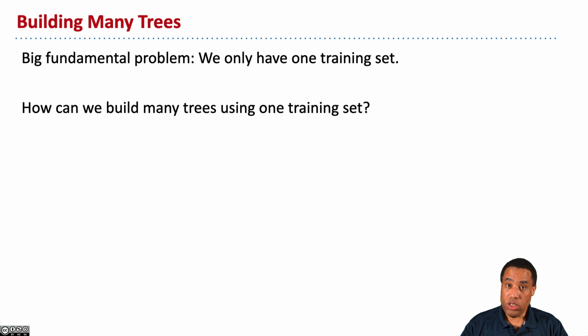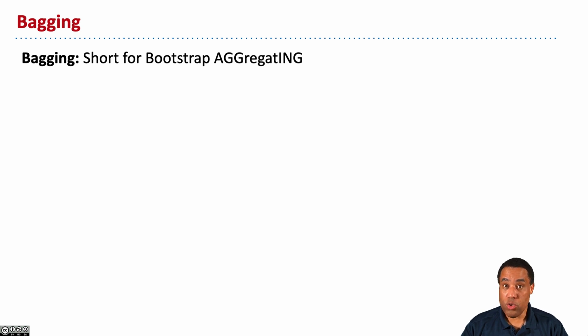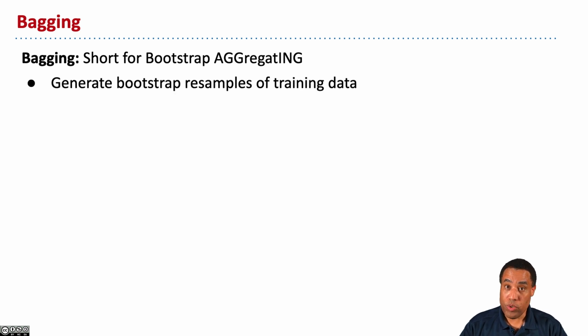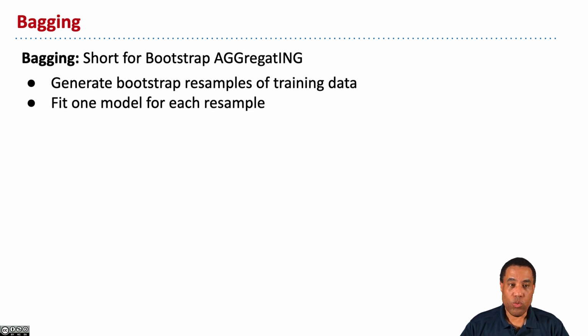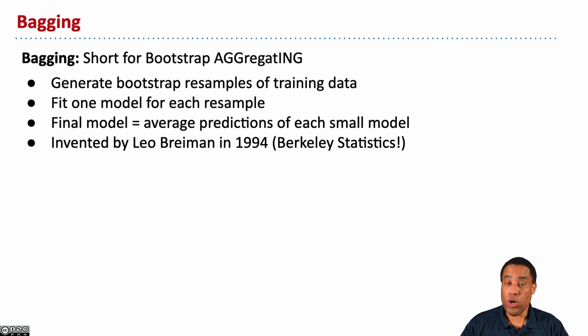The third approach is called bootstrapping. And we're going to use bootstrapping, or it relies on bootstrapping, and it's called bagging. So bagging is short for bootstrap aggregating. And here's the idea. We're going to generate bootstrap resamples of our training data. So we're drawing samples with replacement, and we're going to fit 1 model for each resample. And our final model is going to equal the average predictions of each of those small models. This approach was invented right here at Berkeley in the statistics department by Leo Breiman in 1994.